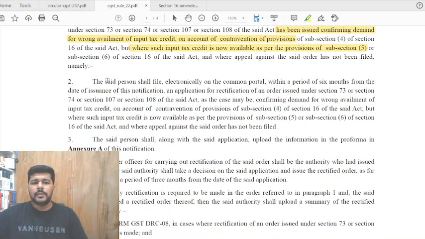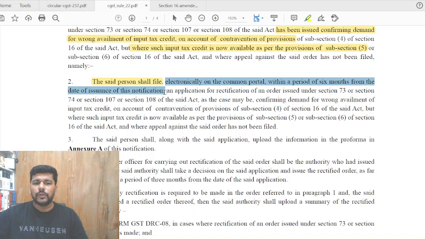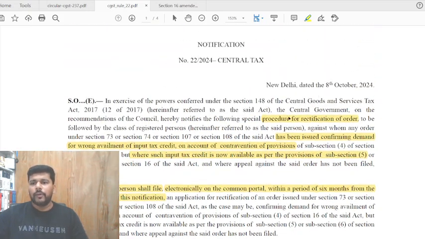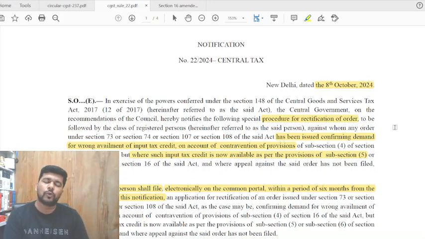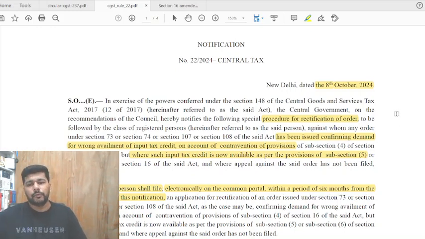Now what they say is that for this rectification you have to make an application. So the said person shall file electronically on the common portal within the period of 6 months from the date of issuance of this notification. Now, when was this notification issued? 8 October 2024. So it is November, December, January, February, March, April. Technically the date will be 8 April, but please do not wait till the month of April to file your rectification applications. You might as well file it before.